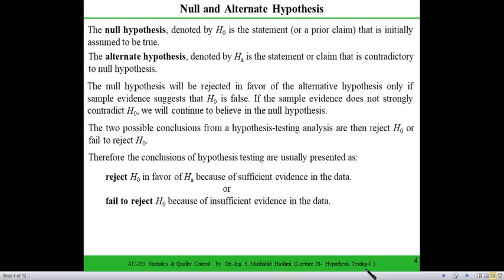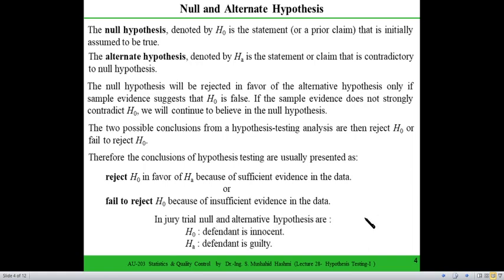The conclusions of hypothesis testing are usually presented in this form. We reject the null hypothesis, H naught, in favor of the alternative hypothesis because of sufficient evidence in the data. If your data provides sufficient evidence, then you can say that we reject the null hypothesis. Or you can say we fail to reject the null hypothesis because of insufficient evidence in the data.